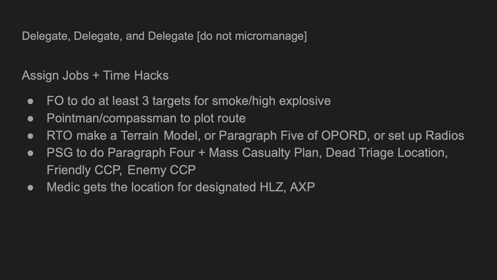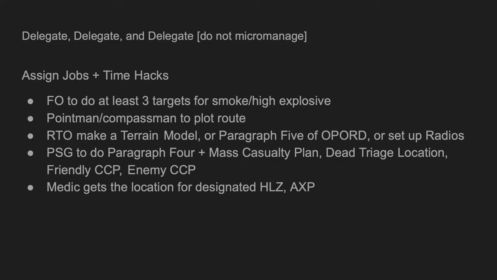And then next is the appointment, encompassment: plot the route right now. This is our location and the location we're going to. Give them the grid coordinates and tell them to figure it out. And then the RTO makes a terrain model, or you can have the appointment do that if you have 2 appointments or one. Then maybe the RTO can focus on the 5th paragraph, or set up the radios, do PCC with all the squad leaders, and a frequency check.